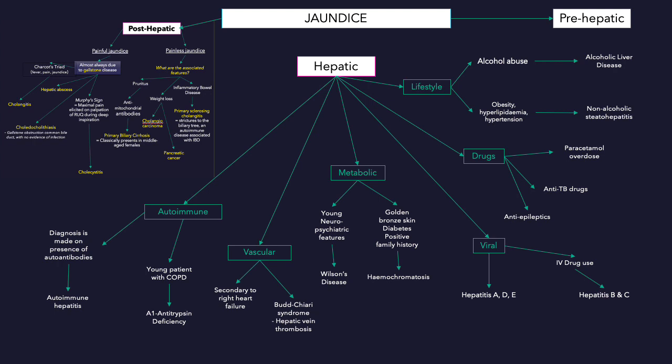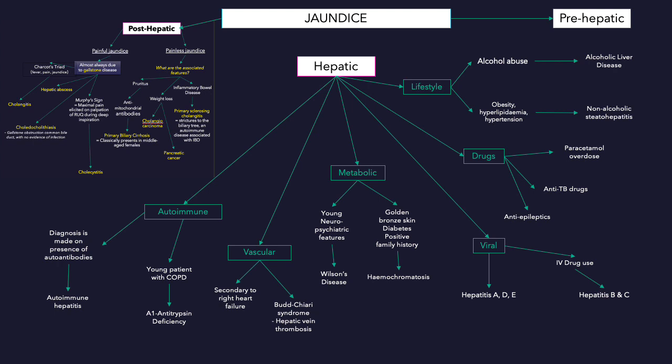Some liver injuries can be secondary to right-sided heart failure, which will present with hepatomegaly, peripheral edema, and right upper quadrant pain. Also be aware of Budd-Chiari syndrome, which is your hepatic vein thrombosis, and they will present with similar features as well due to congestion of the liver.